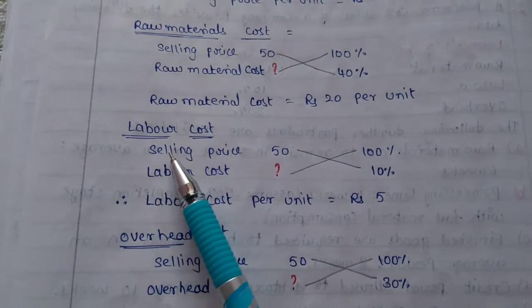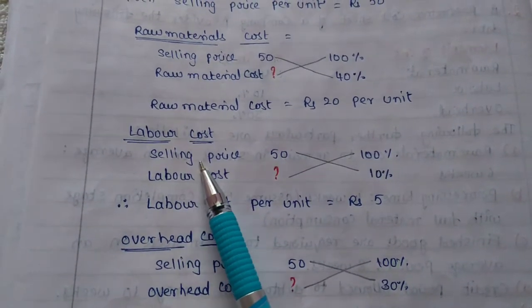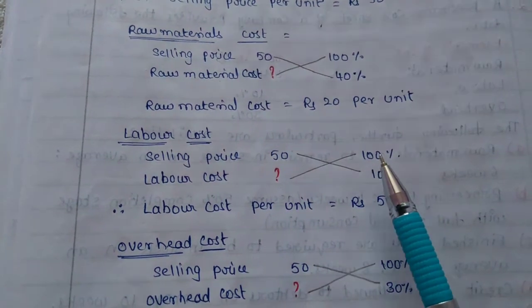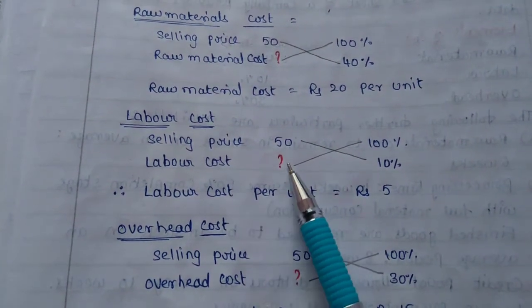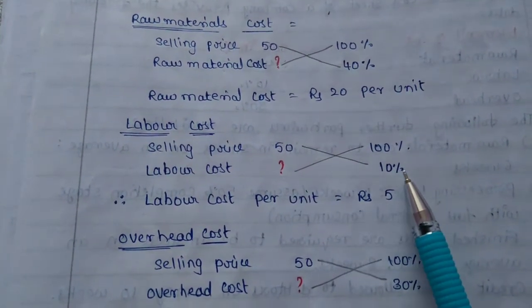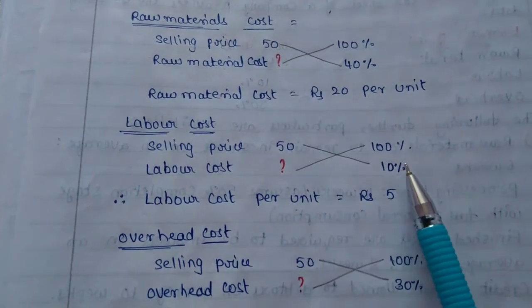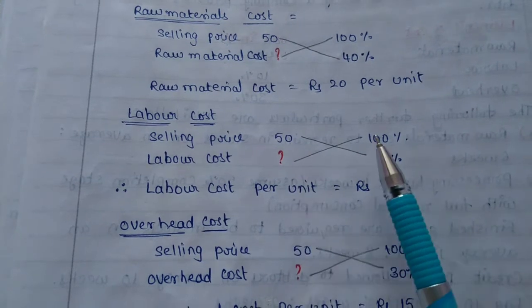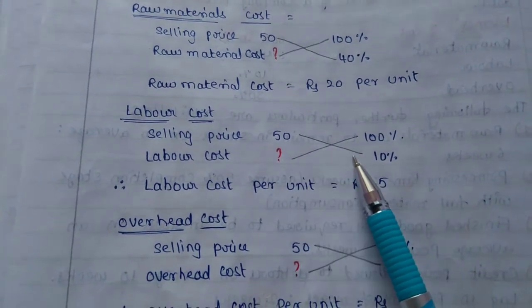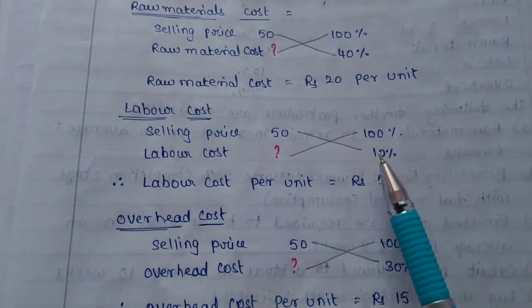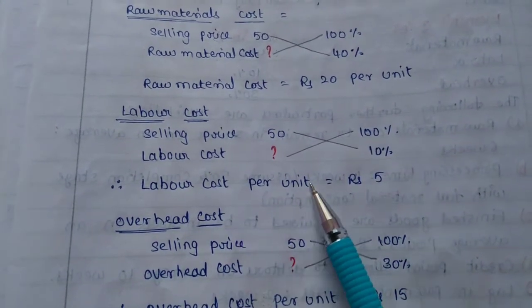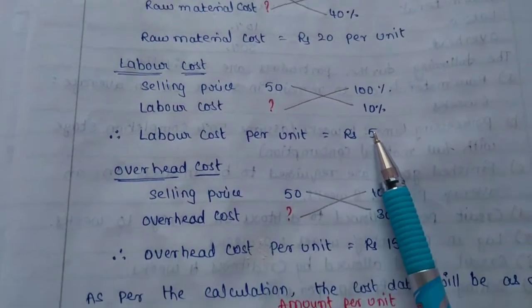Now coming to the labor cost. See, selling price is given as 50, assuming it is 100%. Now labor cost, how much? Labor cost is given as 10%, then what is the labor cost per unit? Now cross multiplication again we have to make. 50 into 10 divided by 100, that is equal to labor cost per unit of 5 rupees.